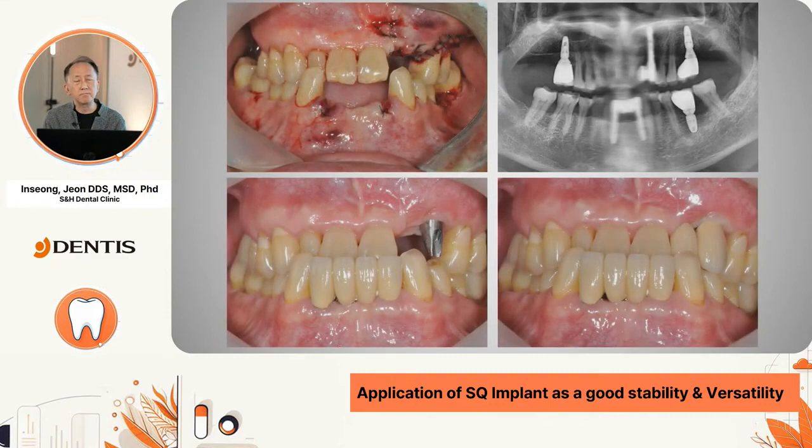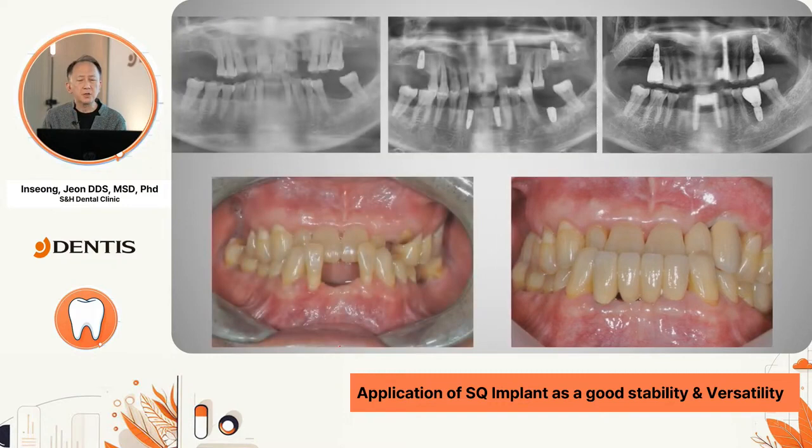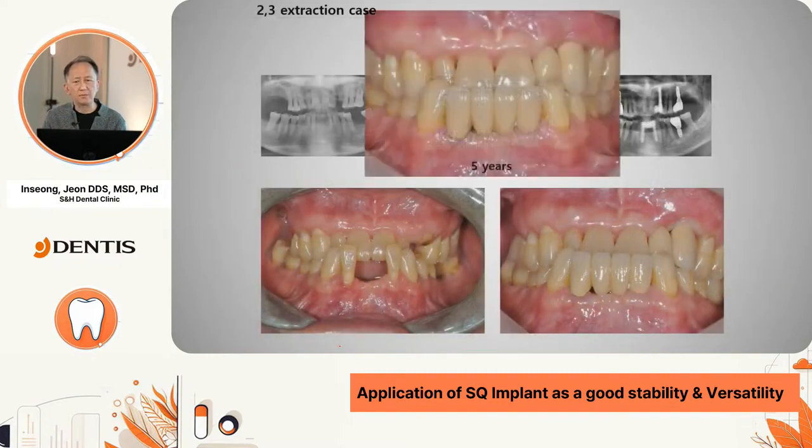One implant. Two premolars missing, sometimes one implant. Two anterior teeth missing, not above 30 millimeter, one implant is okay. So this is highly predictable. This is 5 years later, still well maintained here.